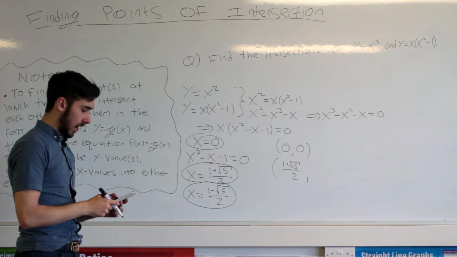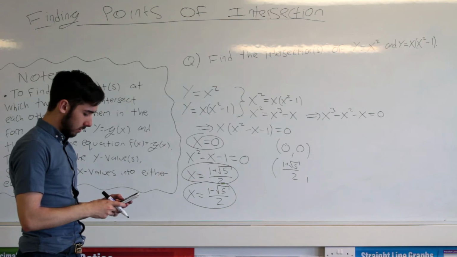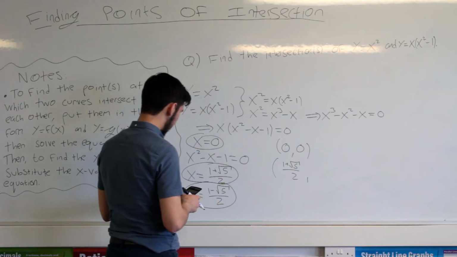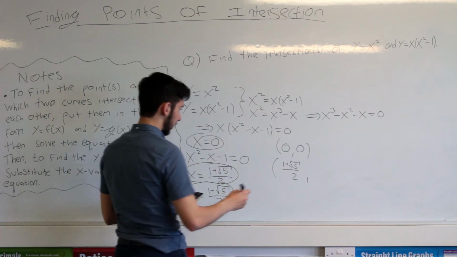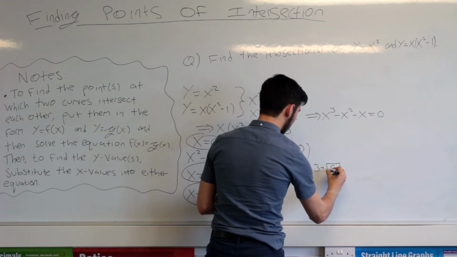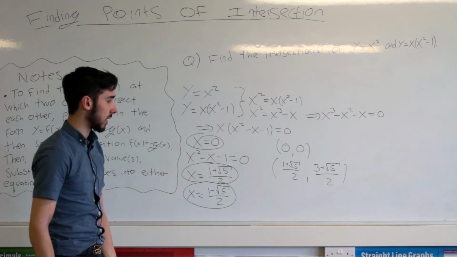So we're going to go into our calculator. We get 1 plus root 5 over 2, and we square the entire thing. And we end up with 3 plus root 5 over 2, just like that, okay? So that's another point of intersection.